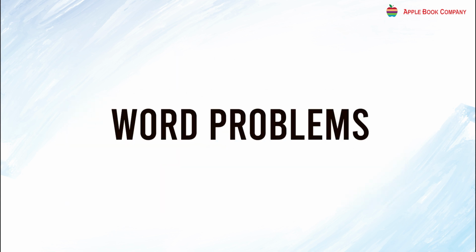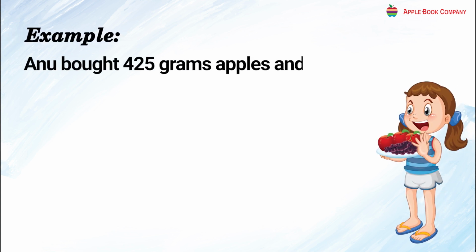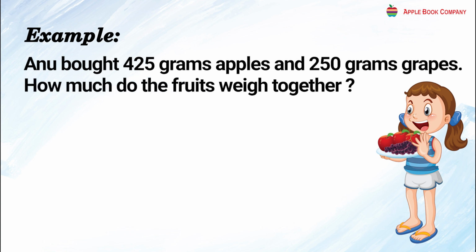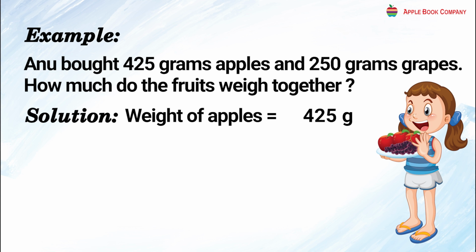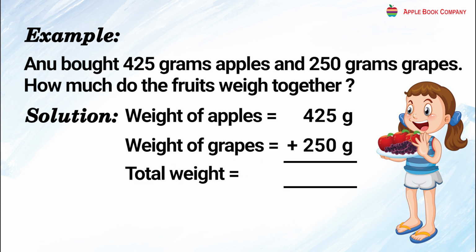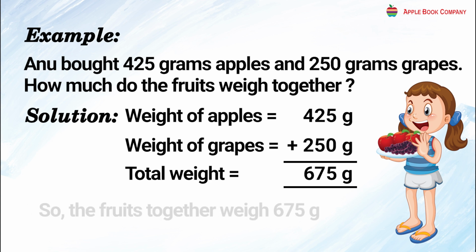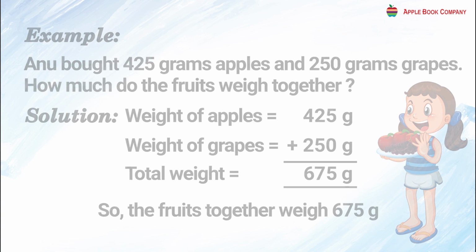Word problems. Example: Anu bought 425 grams of apples and 250 grams of grapes. How much do the fruits weigh together? Solution: weight of apples is equal to 425 g. Weight of grapes is equal to 250 g. So the total weight, just add: 5 plus 0 is 5, 2 plus 5 is 7, 4 plus 2 is 6. So the fruits together weigh 675 grams.